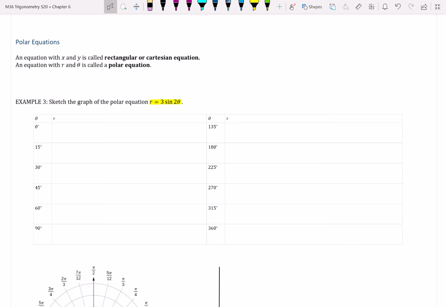So I'm going to plug in values of theta. I have a couple here in my theta and r table, instead of x and y. I'm going to plug in values of theta into my polar equation, and then I'm going to find values of r. By using that, we're going to plot the points on my polar plane, and then come up with what the sketch actually looks like. All right, and so for the first one, I'm going to plug in 0 degrees.